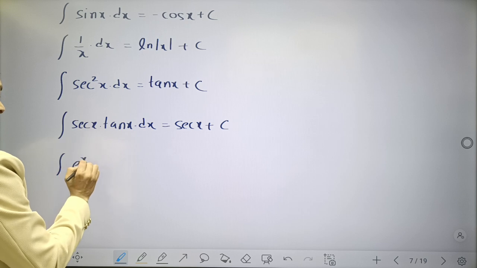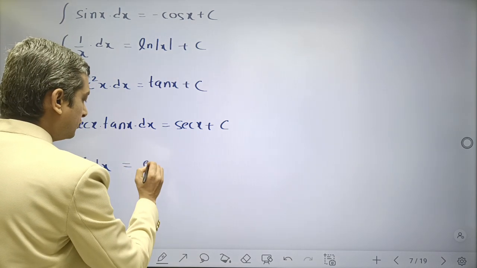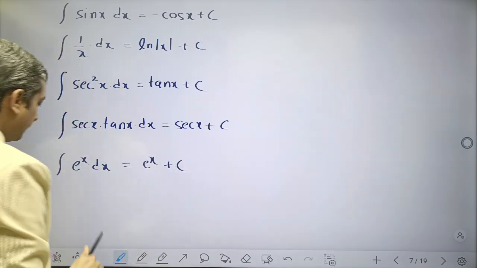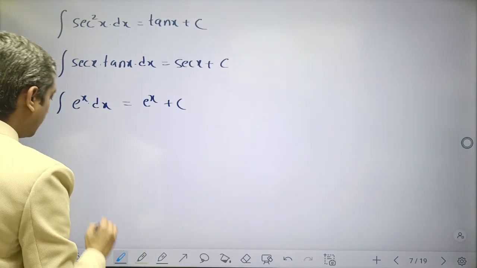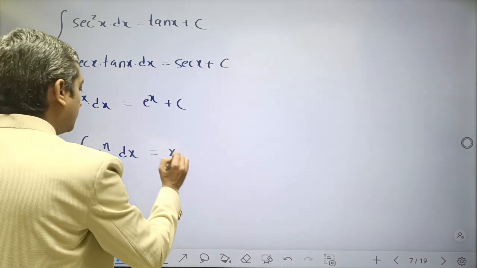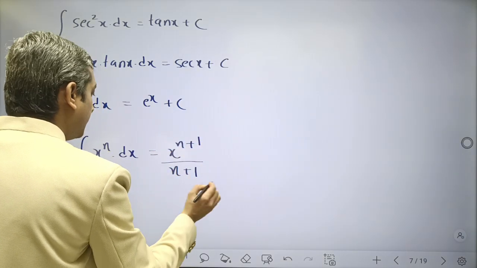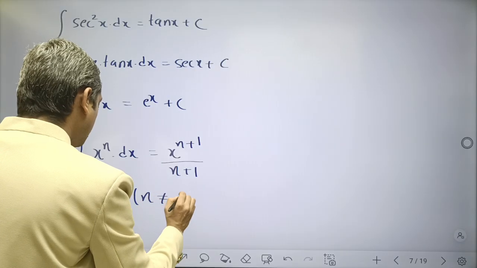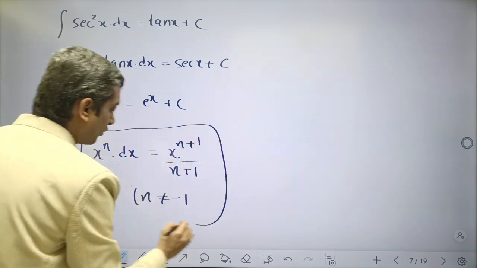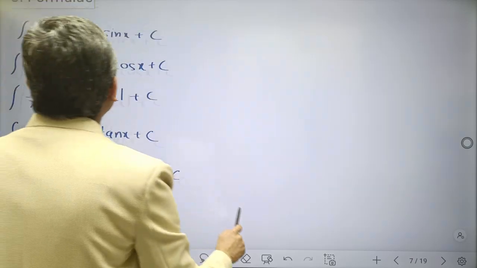Differentiation of e to the power x is equal to e to the power x. Therefore integration of e to the power x is equal to e to the power x plus c. And the most common formula: integration of x to the power n is given by x to the power n plus 1 by n plus 1, provided n is not equal to minus 1. This is the common formula you come across many times in solving the numericals of physics.